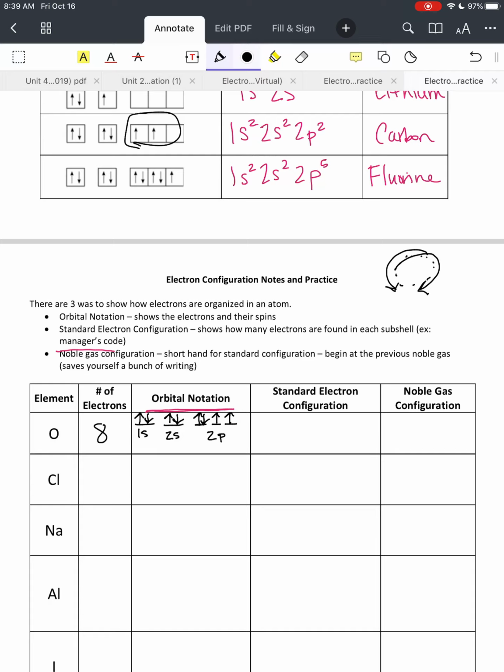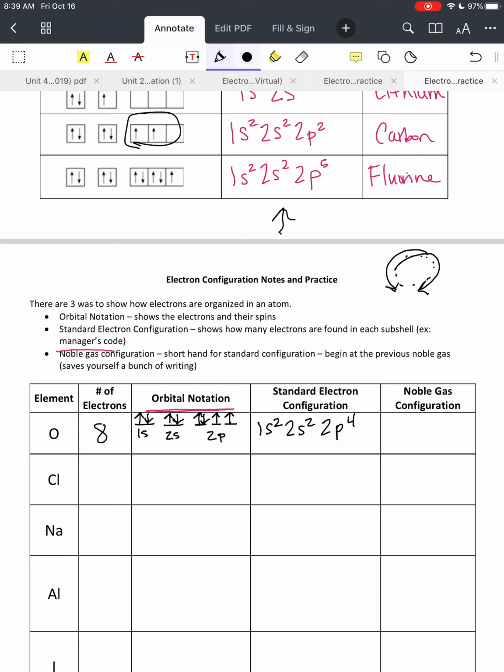Okay, so now I can write my standard electron configuration. We're doing just what we did up here at the top. So I have 1s, 2, 2s, 2, because 2 electrons, and then 2p, 1, 2, 3, 4, 4. Okay, we're going to skip noble gas configuration right now because I want to get good at these 2, and then we're going to come back and fill those in. And like I said, it's a nice little shortcut, so it'll be fairly quick.